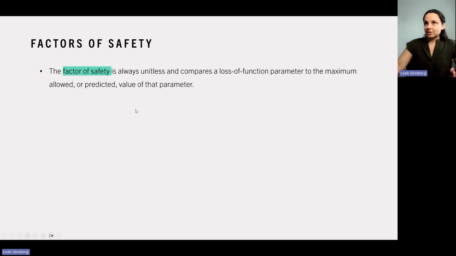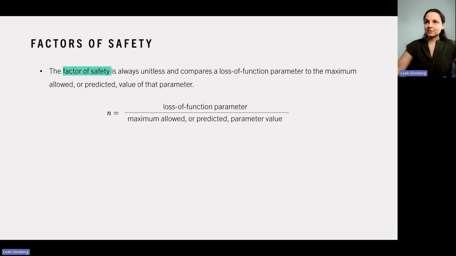So the definition of a factor of safety: it's a unitless term. It compares your loss of function parameter to the maximum allowed or predicted value of that parameter. So in equation form, it looks like this. We often denote it with a lowercase n, and it's equal to our loss of function parameter in the numerator, and then our maximum allowed or predicted parameter value in the denominator. And that parameter could be load, stress, deflection, any kind of parameter that we're designing our machine around.